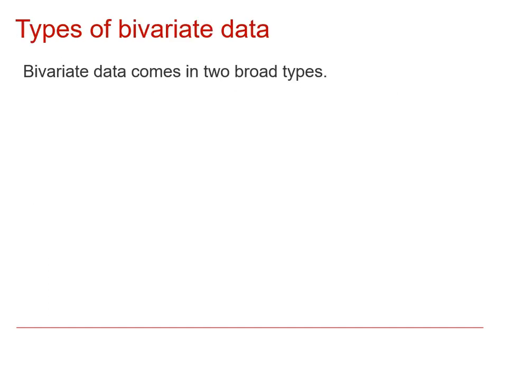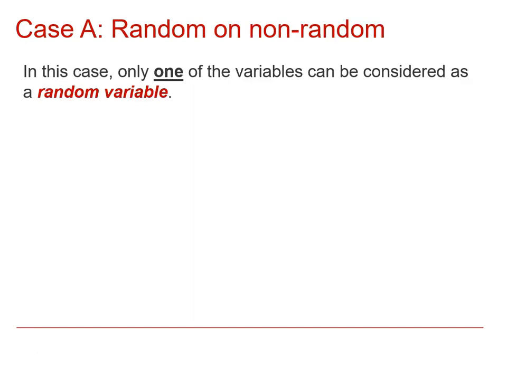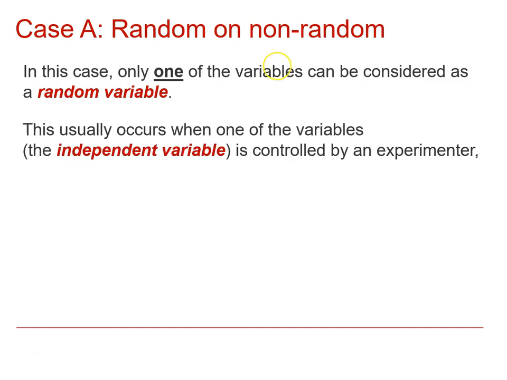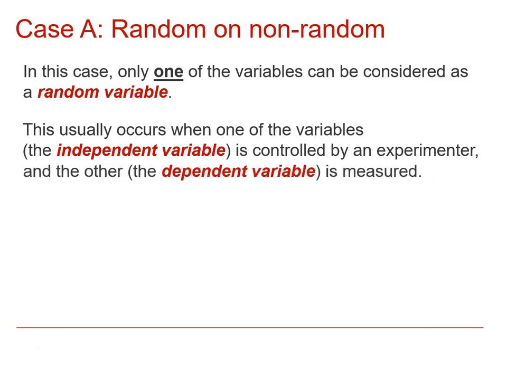Bivariate data comes in two broad types. So the first case we call random on non-random. Here only one of those variables can be considered a random variable. This usually occurs in an experiment where one variable is controlled by an experimenter, the independent variable or the control variable, and the other, the dependent variable, is measured.